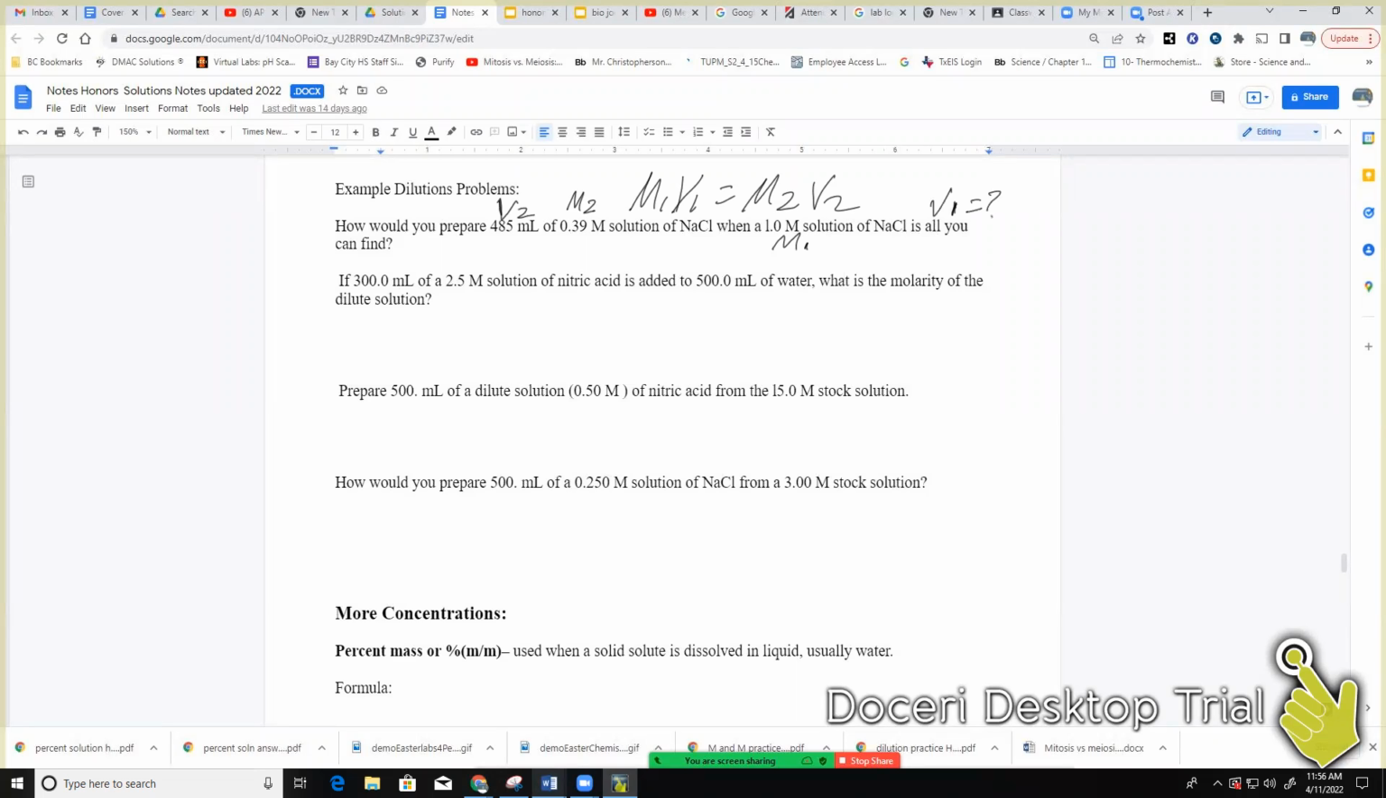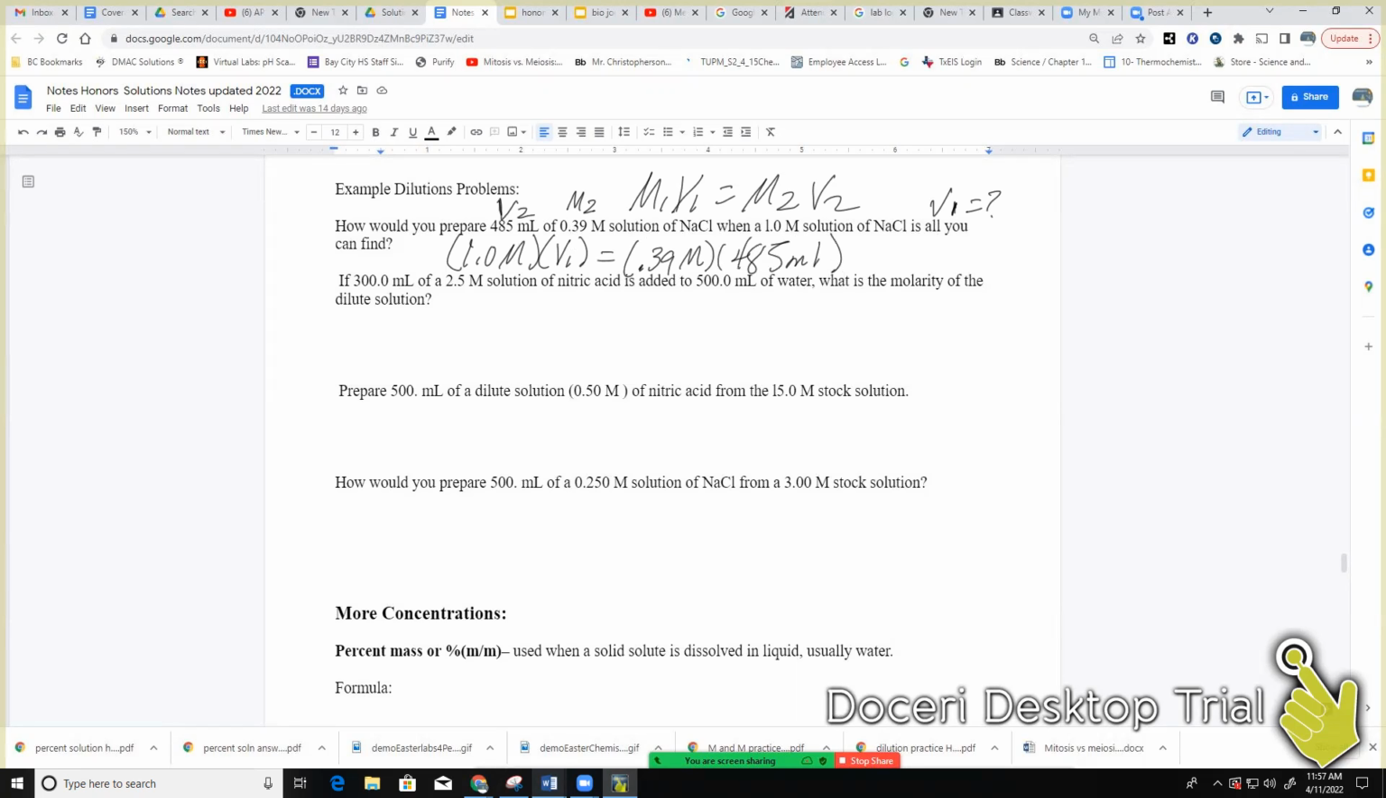Your volumes can be in anything as long as they're the same. So if you have one in milliliters, the other one has to be in milliliters, or the same thing with liters. So I'm going to start filling out my formula. I'm not trying to find M1, how about V1? M1 is 1 molar. V1 is what I'm trying to find. M2 is my 0.39 molar, and V2 is my 485 mLs.